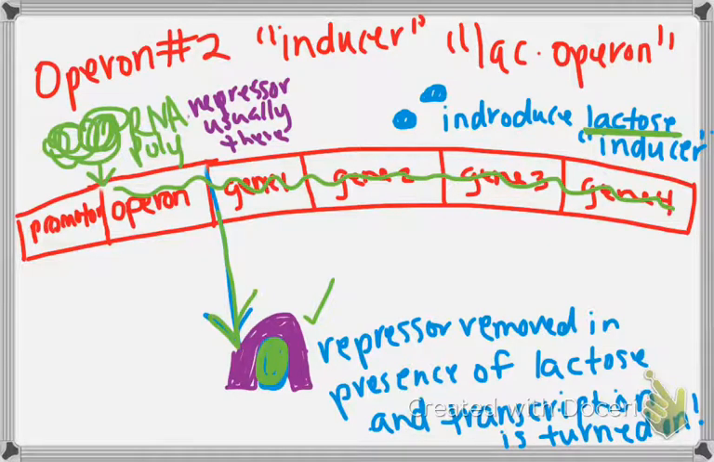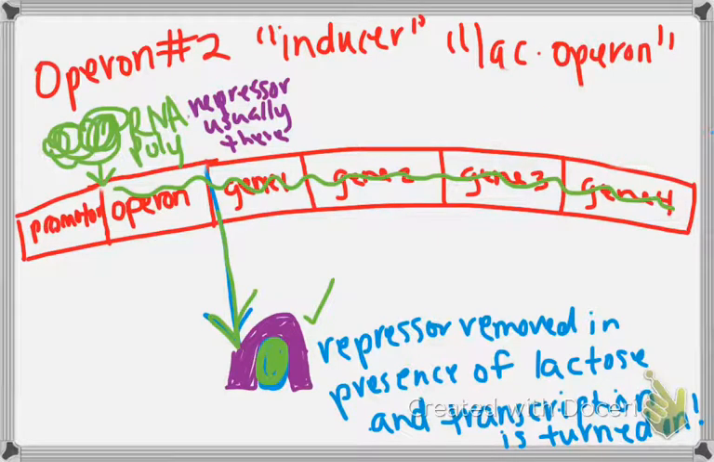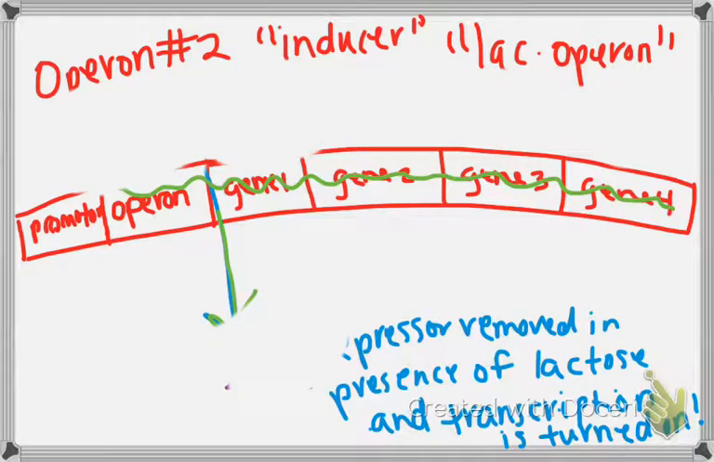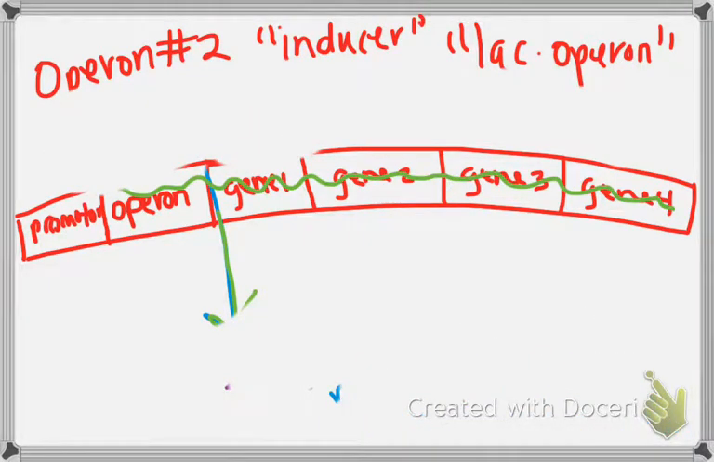Now, let's say you don't have any lactose present. There's none to be found. None to be found at all right now. Well, do you think that this is going to be able to go on and perform transcription? No. Only in the presence of lactose will this operon ever be induced or turned on.